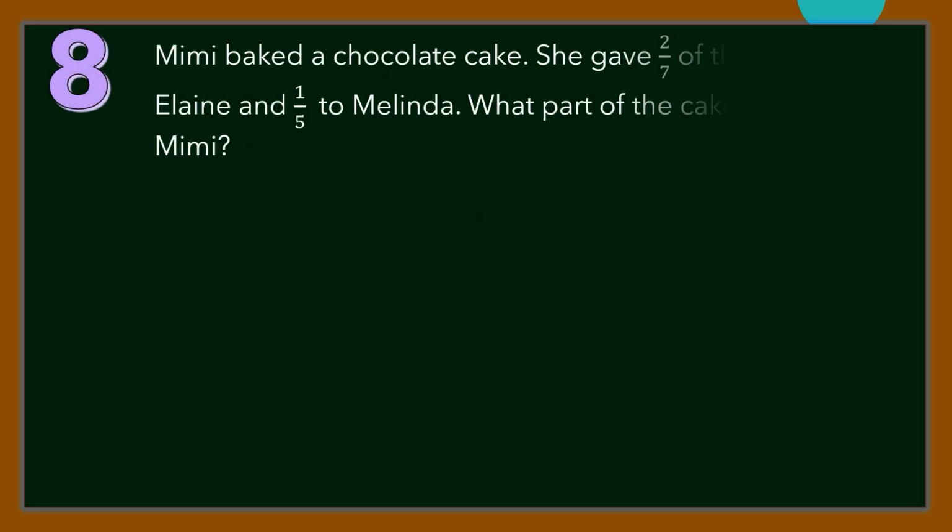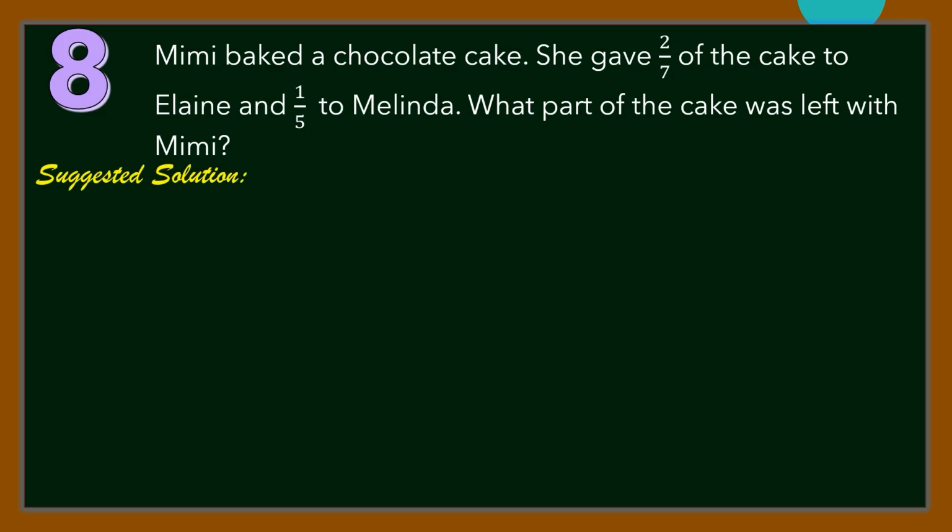Number 8. Mimi baked a chocolate cake. She gave 2/7 of the cake to Elaine and 1/5 to Melinda. What part of the cake was left with Mimi? For our solution, let us subtract the sum of 2/7 and 1/5 from 1, and that will be the part of the cake that was left with Mimi.